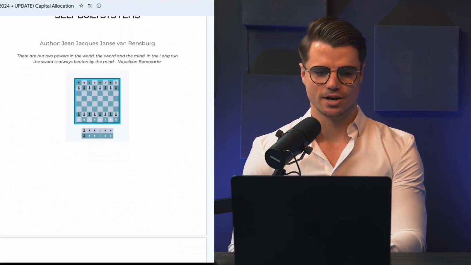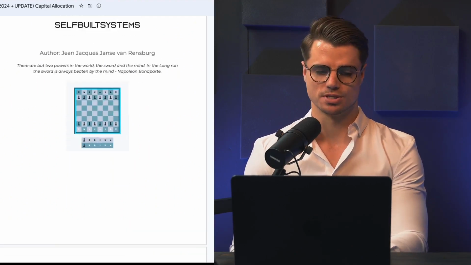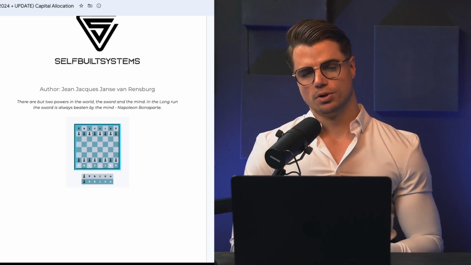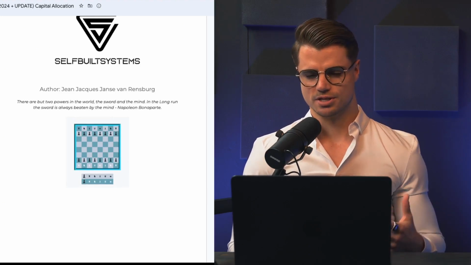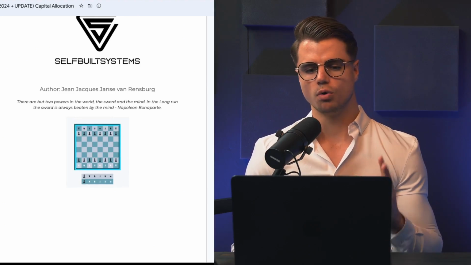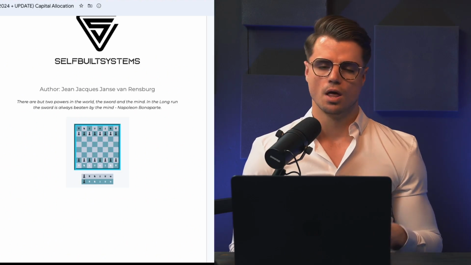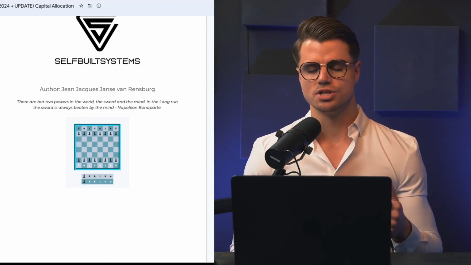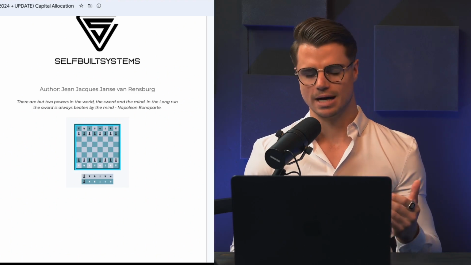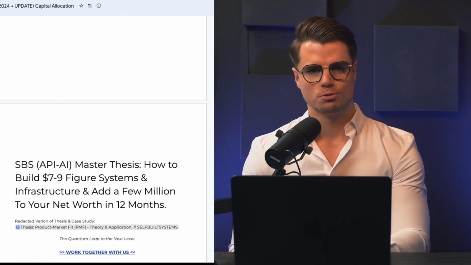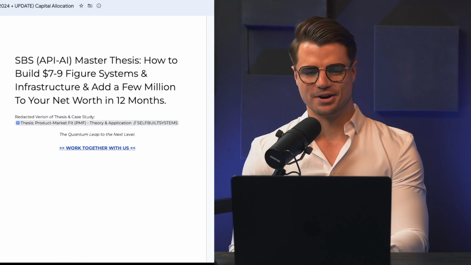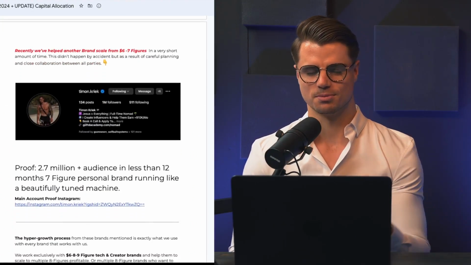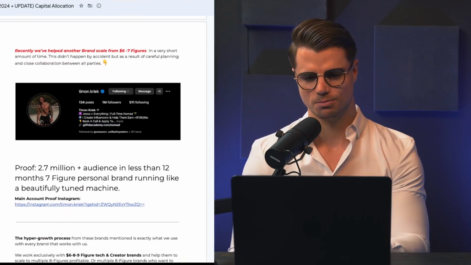So as you guys can see here, this is called the Selfbuiltsystems API thesis. Now, I have a very cool quote here from Napoleon, and Napoleon is a character which I study a lot, and it reads here that there are only two powers in the world, the sword and the mind. And in the long run, the sword is always beaten by the mind. Now, whether you love Napoleon or hate Napoleon, that is a conversation for another day. But at the end of the day, let's quickly go through some of our case studies so we can get to the point.